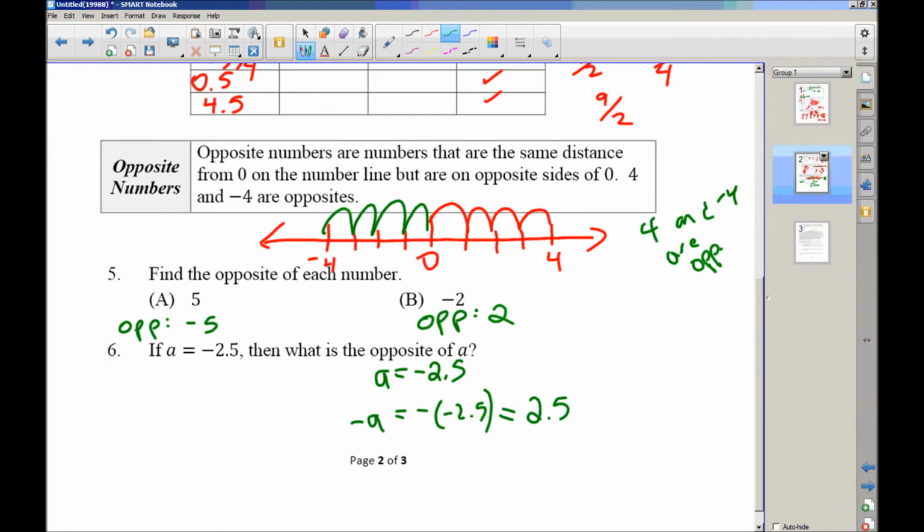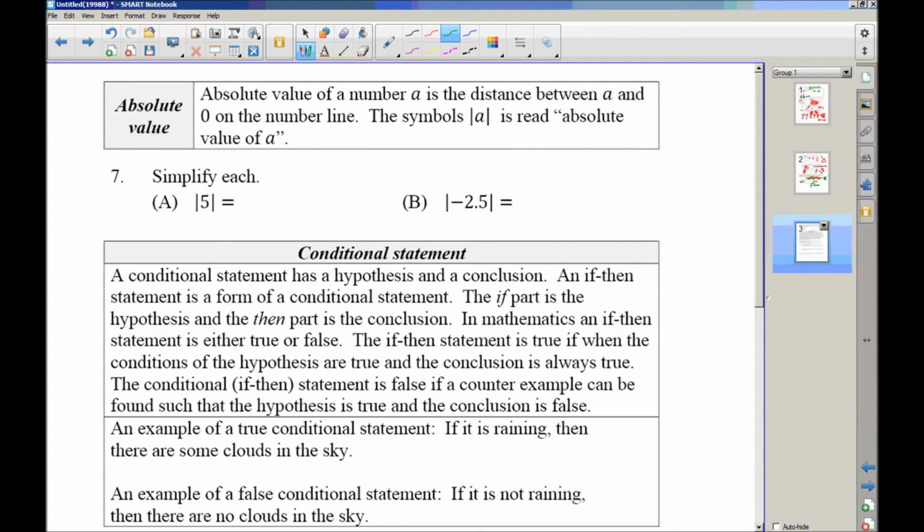Okay. All right, last page here. Absolute value. Absolute value of a number A is the distance between A and 0 on the number line. So this is the symbol for absolute value, and it's read as the absolute value of A, the absolute value of whatever is inside the bars. Okay, so for instance, like the absolute value of negative 2.